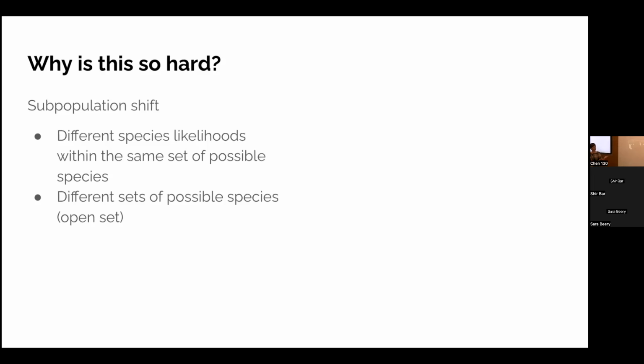You also might have different sets of possible species. You take a model trained on Caltech camera traps and try to use it in Washington, there are going to be species in Washington that we've never seen before. And this is another, and maybe even more challenging, version of this subpopulation shift. And we call this the open set problem. When the set of categories you're interested in, you might not have all of them during training. There may be some things that you're interested in that show up that you've never seen during training.